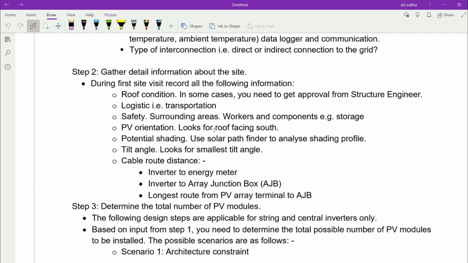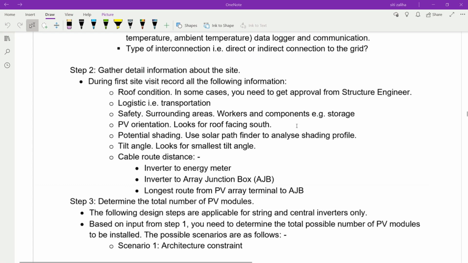PV orientation. For Malaysia, look for a roof facing south. Potential shading, use a solar pathfinder to analyze the shading profile. Tilt angle, look for the smallest tilt angle. In Malaysia, usually the tilt angle is between 5 to 15 degrees. Cable route distance, from inverter to energy meter, from inverter to AJB, and the longest route from PV array terminal to AJB.